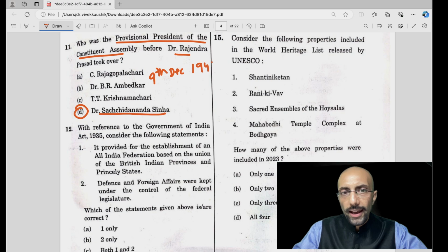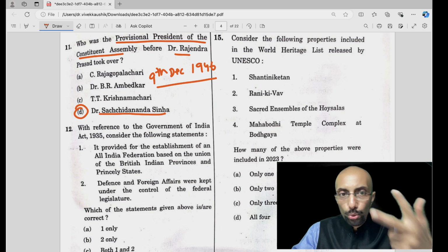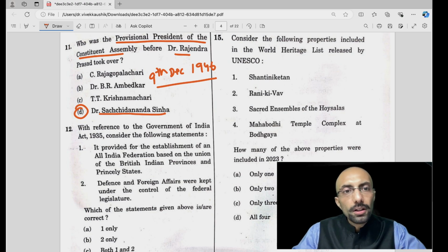On 9th December 1946, we all know we had the first meeting of our Constituent Assembly, Samvidhan Sabha. Two days later, on 11th December, Dr. Rajendra Prasad was elected as the permanent chairman, but before that it was Dr. Sachidanand Sinha who was acting as the provisional president of the Samvidhan Sabha.